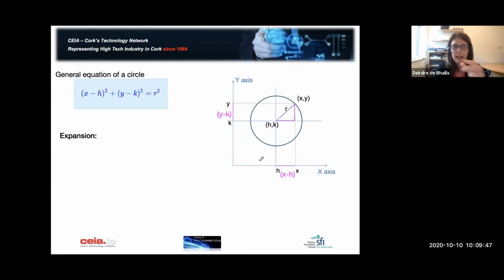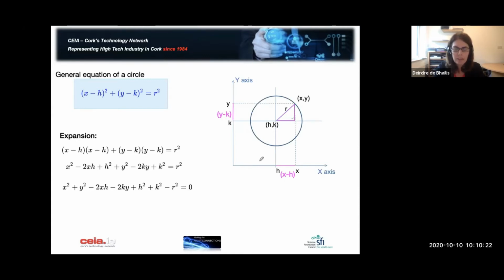I'm going to take that equation now and I'm going to expand it out. That's simply multiplying (x minus h) by (x minus h) plus (y minus k) by (y minus k) is equal to r squared. When I multiply that out, I get this equation. Now I realize that this is where things could speed up a bit. You'll have all of the notes so that you can work through the expansion of this in your own time.